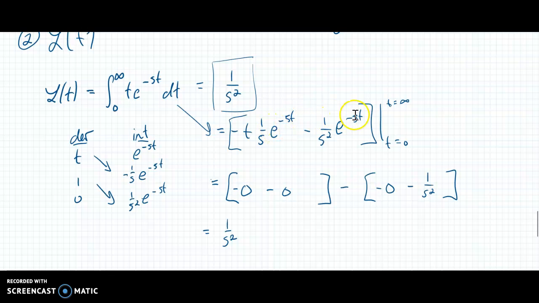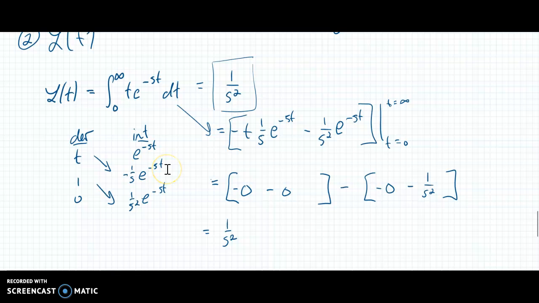There's an exponential decay in each of these when I plug in infinity, so I get a minus 0 for the infinity piece. Minus, when I plug in t equals 0, this thing zeroes out. That's this first term here. And then this right here gives me my negative 1 over s squared. I get a double negative on that and get 1 over s squared. Hopefully that makes sense. And now I'm going to do the Laplace transform for t cubed.